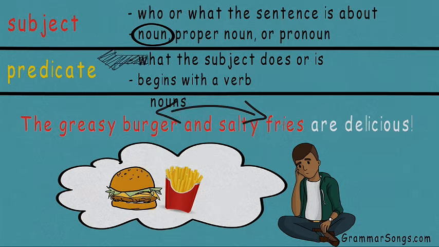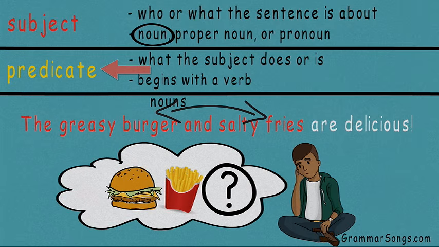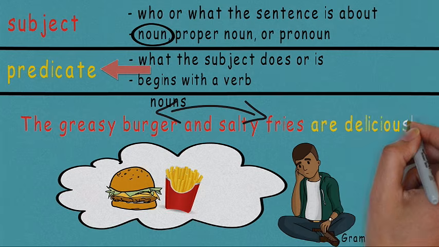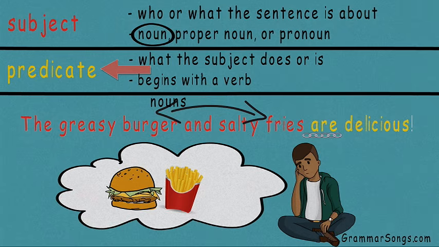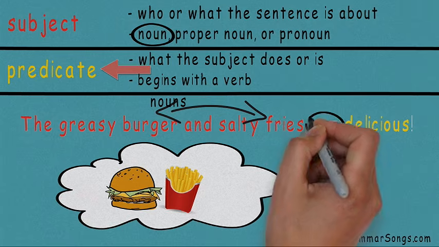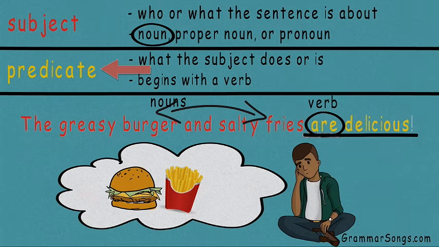Now I need to find my predicate. What did the greasy burger and salty fries do? Well, they didn't do anything. They just are delicious. Are delicious is my predicate. Are is a linking verb that connects information. So my predicate, are delicious, begins with a verb.